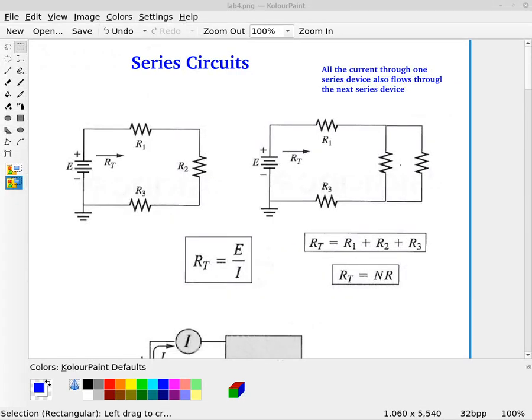This video discusses series circuits. A series circuit is defined as a circuit where all the current through one series device also flows through the next series device.